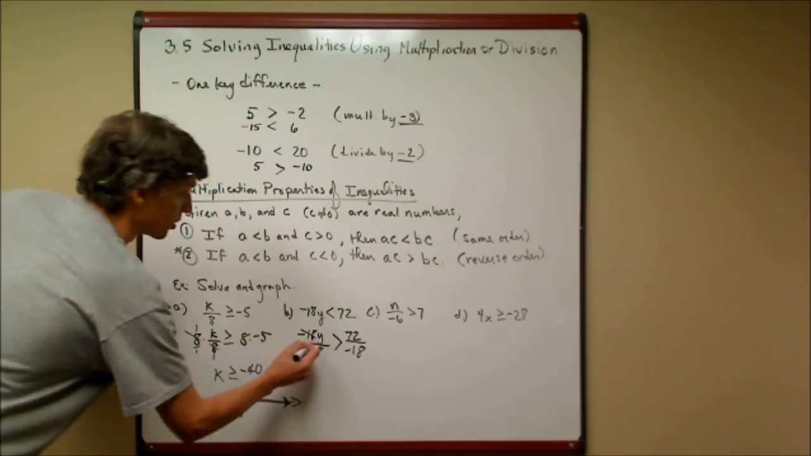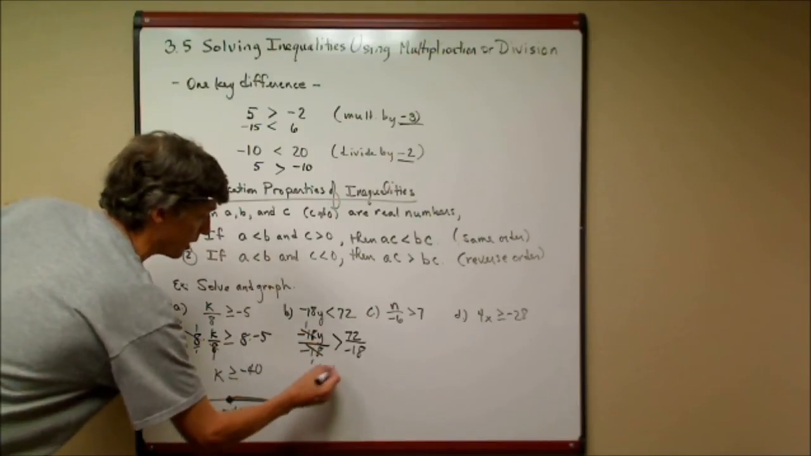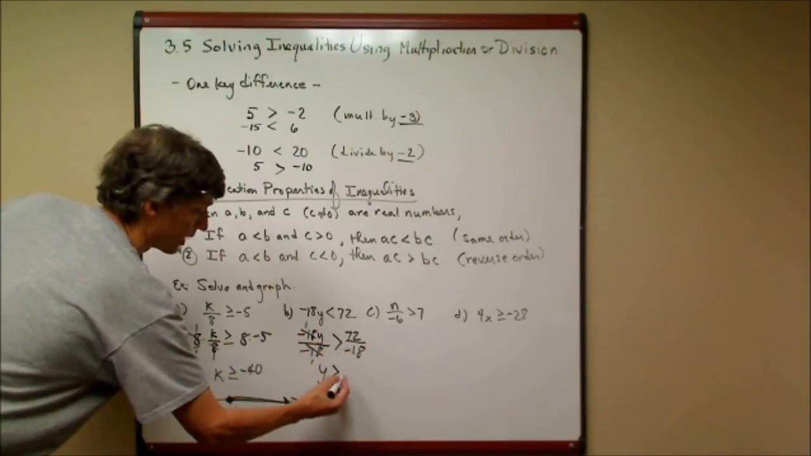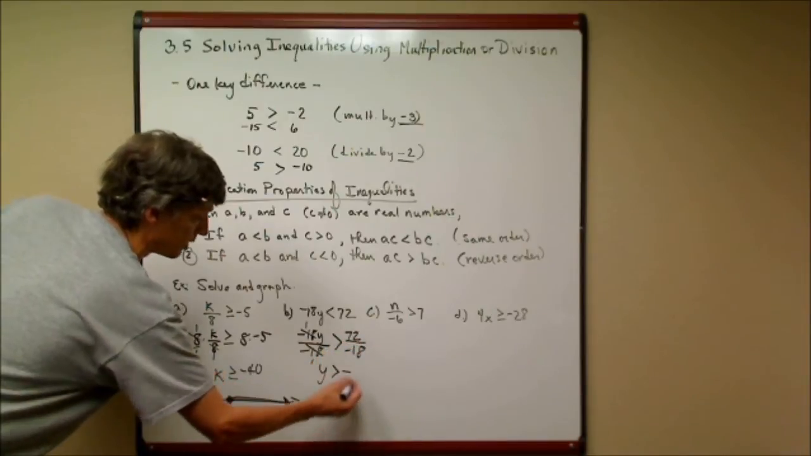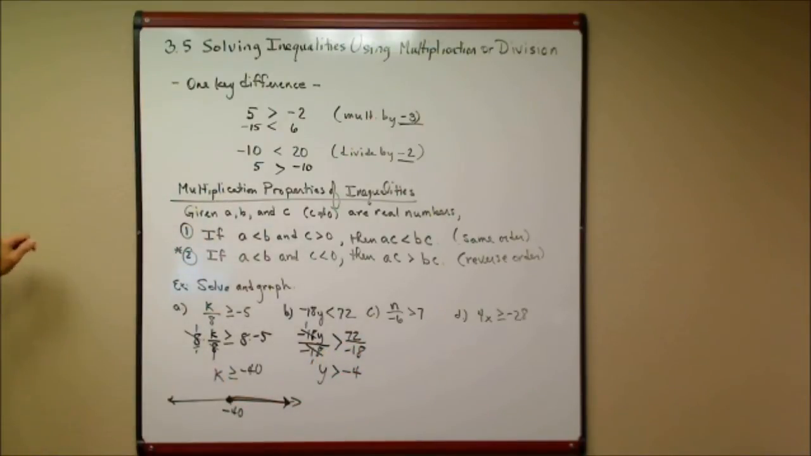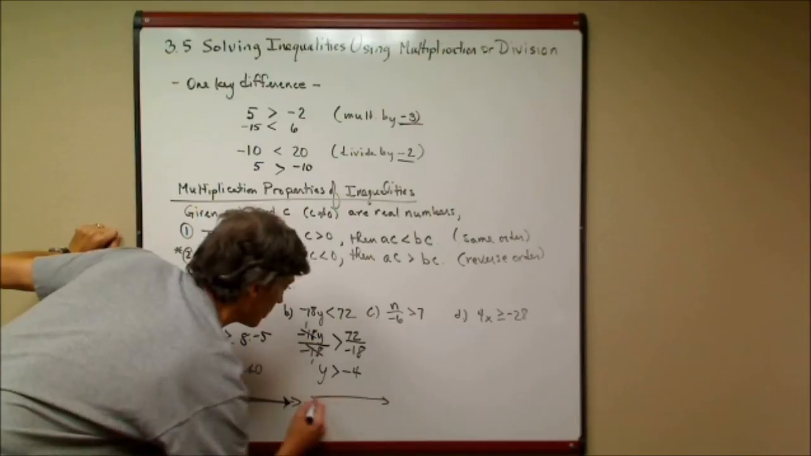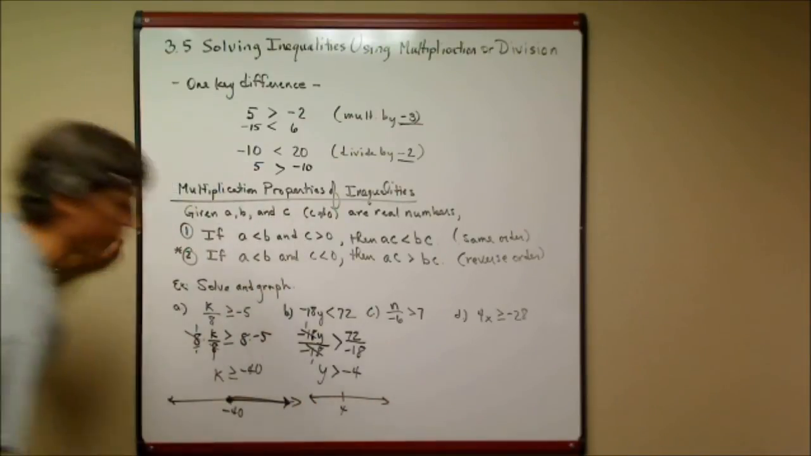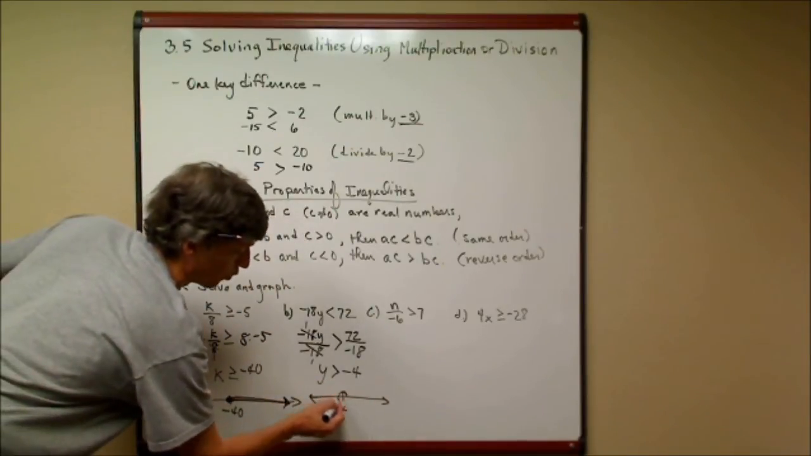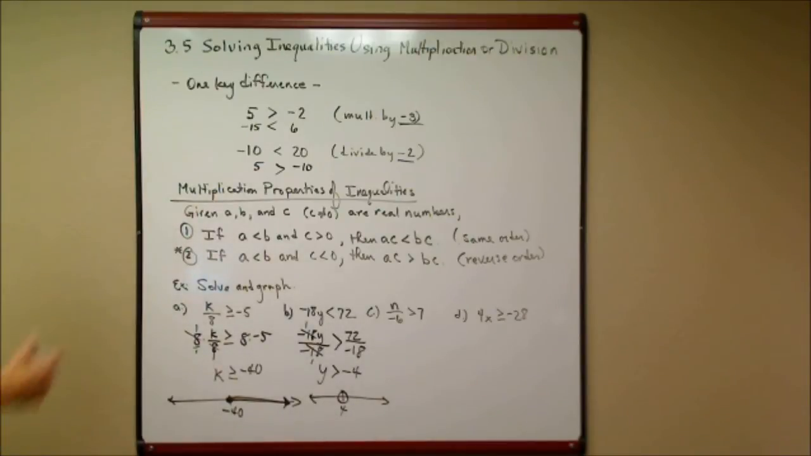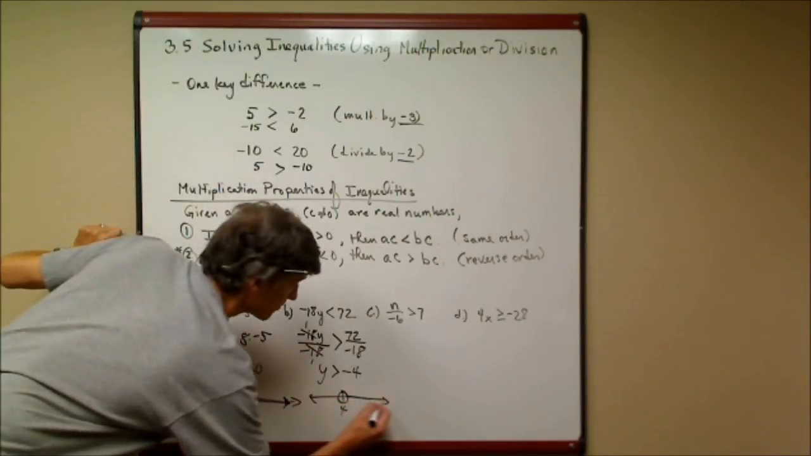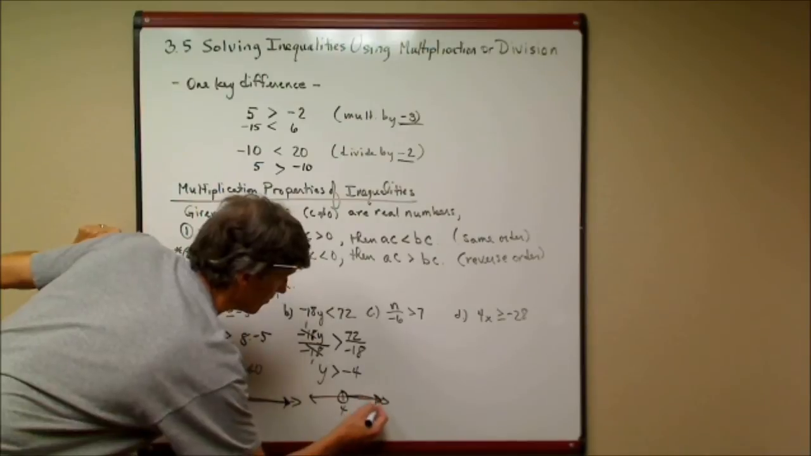These negative 18s are going to cross cancel right out there. I get y is greater than. Positive divided by negative is negative, and 72 divided by 18 is 4. So I get y is greater than negative 4. I draw my number line. I'll put my key value of negative 4 here. There's no equal to, so an open circle at the 4. And because I want greater than negative 4, I shade to the right.